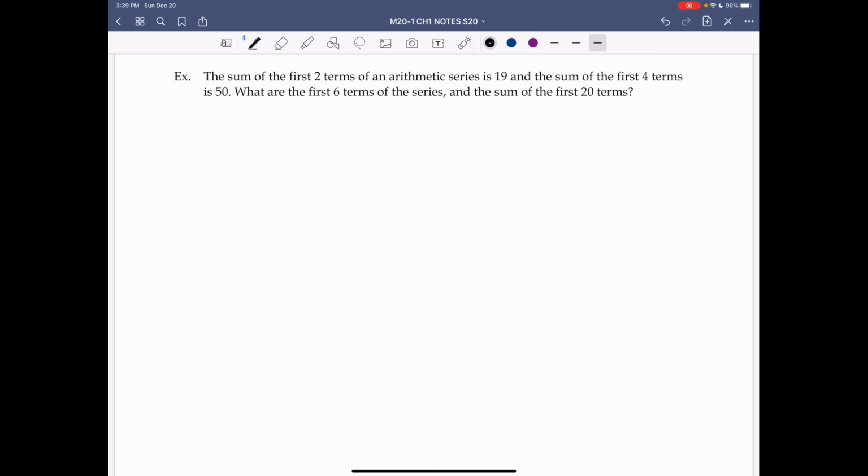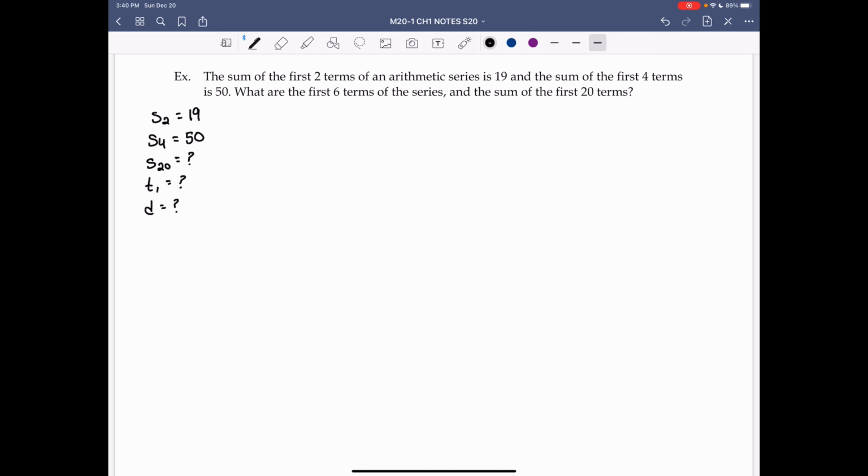It says the sum of the first 2 terms is 19. So we know that S2 equals 19, and the sum of the first 4 terms is 50. So S4 equals 50. We want to know the first 6 terms, and we want to know the sum of the first 20. So we want to know S20, and we're going to need to figure out T1 and D to get the first 6 terms.